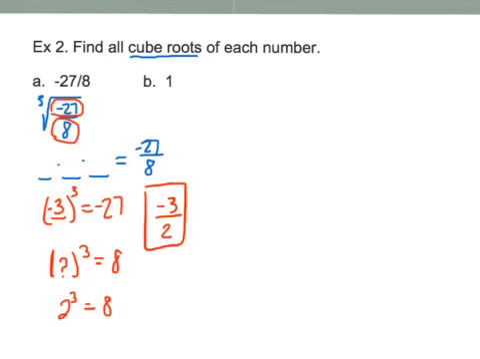B. B says, what is the cube root of 1? So again, what times itself 3 times gives me 1? Well, the only possible answer you could have is 1, because 1 cubed equals 1.